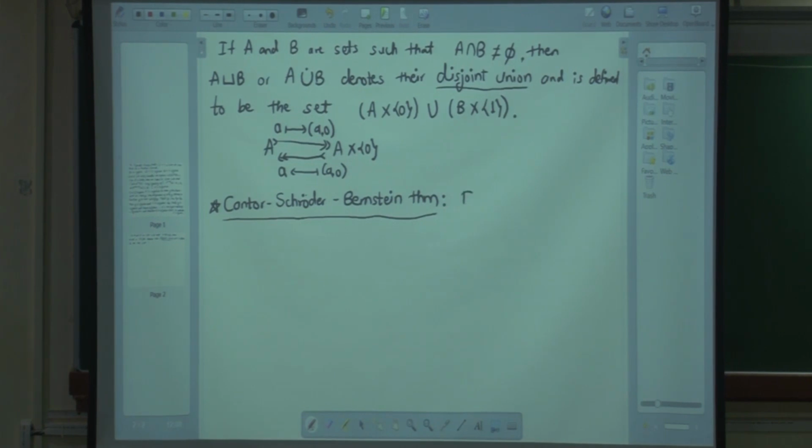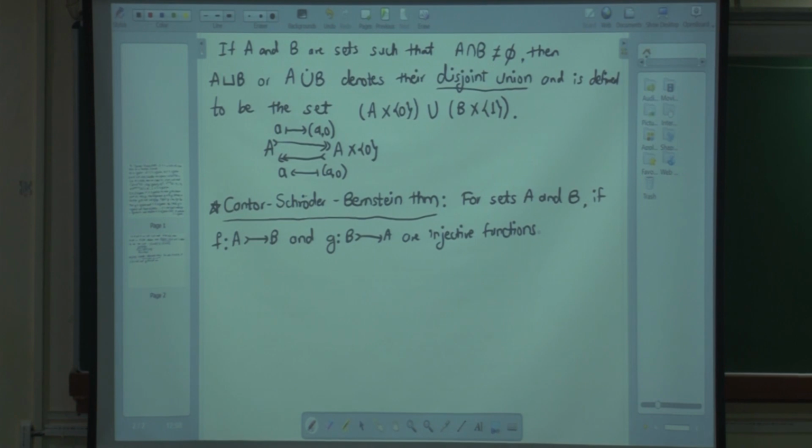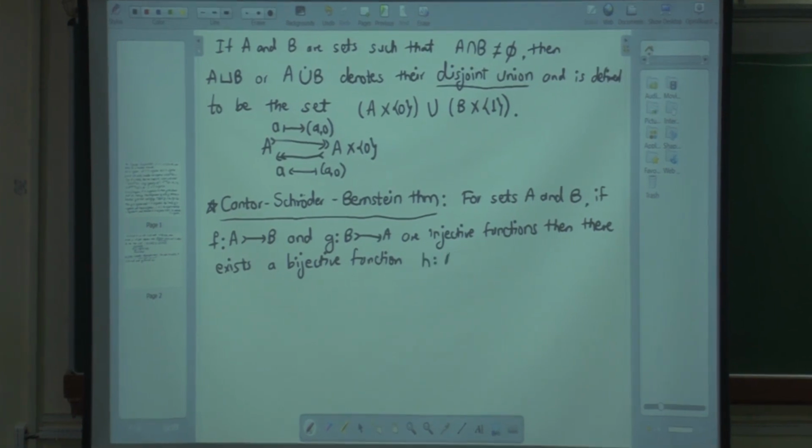So for sets A and B, if f from A to B and g from B to A are injective functions, then there exists a bijective function h from A to B.